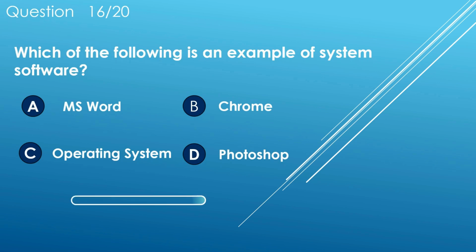Which of the following is an example of system software? A. MS Word. B. Chrome. C. Operating System. D. Photoshop.